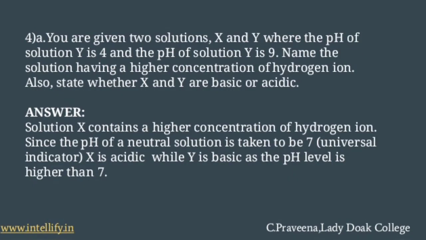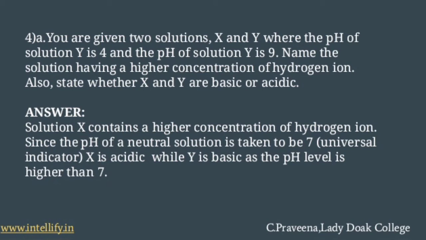Now the fourth question, you are given two solutions X and Y, where the pH of solution X is 4 and the pH of solution Y is 9. Name the solution having a higher concentration of hydrogen ion. Also state whether X and Y are acidic or basic. Now the answer is solution X contains a higher concentration of hydrogen ion, because generally pH values range from 0 to 14. The 7 is neutral, which is neither acidic nor basic.